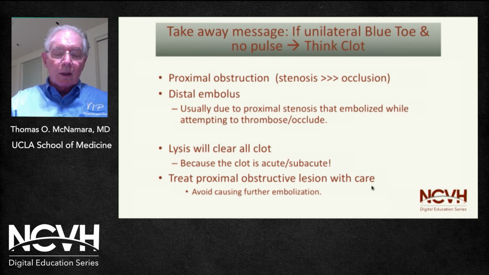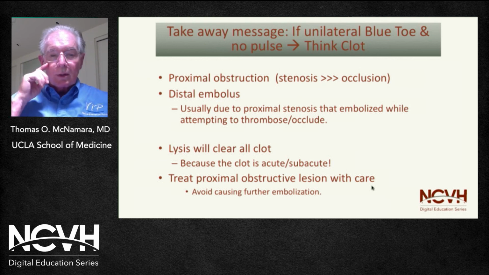Lysis will clear all the clot, and you can do it quite quickly because these are acute or subacute. What we have found is the quickest way is to lace with ReoPro or abciximab, and then a higher than we usually use dose of TPA for a couple of hours. Then treat the proximal obstructive lesion, treat with care, because as you saw in one of our patients, there was still some thrombus there, probably a large amount of thrombus to begin with. And so that can cause further embolization. However, as you've seen, at least in our small series, that embolization can be cleared as well.